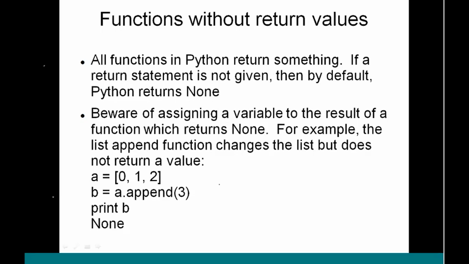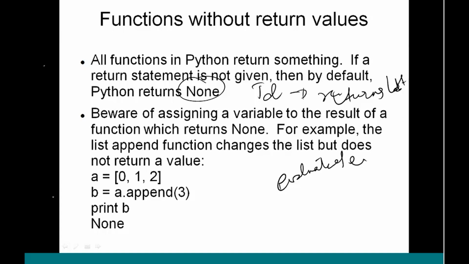Now let's talk about the function without any return value. In general, all the functions in Python return something. If the return value is not given, then by default Python returns None. So this is a principal difference between Python and Tcl. As you know, Tcl actually returns the last evaluated expression.